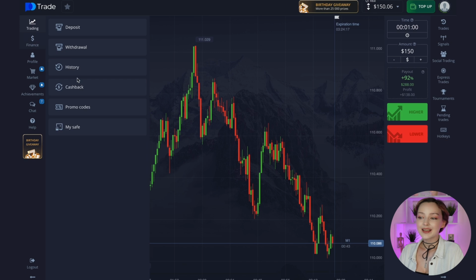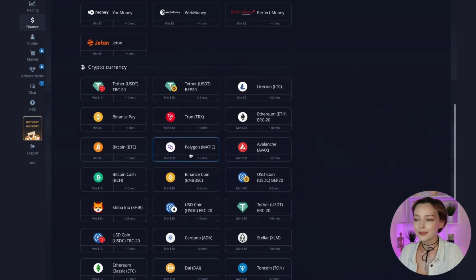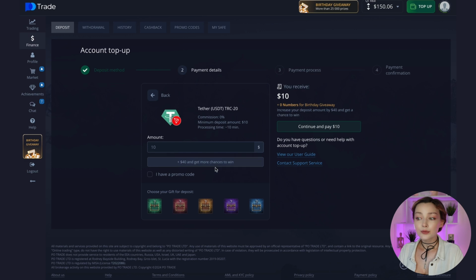It's pretty easy. We're just clicking finance, deposit, choosing any convenient payment method, whether that be cryptocurrency or credit card or whatever. Type in the initial sum we want to work with.